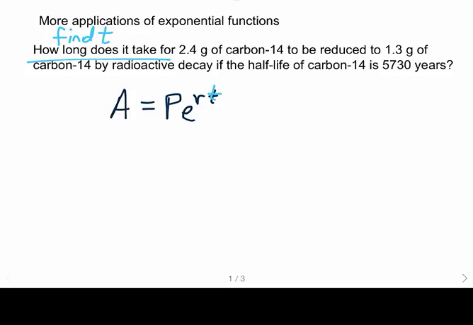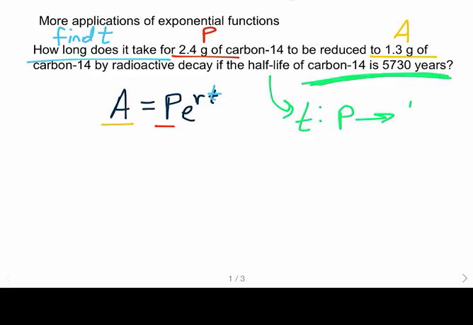If we start out with 2.4 grams of carbon-14, now that's the P, and it gets reduced to 1.3 grams after time. Well, that's the amount that you have after time, and so that's the A. What's up with them telling us that this half-life of carbon-14 is 5,730 years? What is half-life? Half-life is the time it takes for a starting amount to be reduced to half of what it was. And so it's the time for an initial amount P to become half of P.